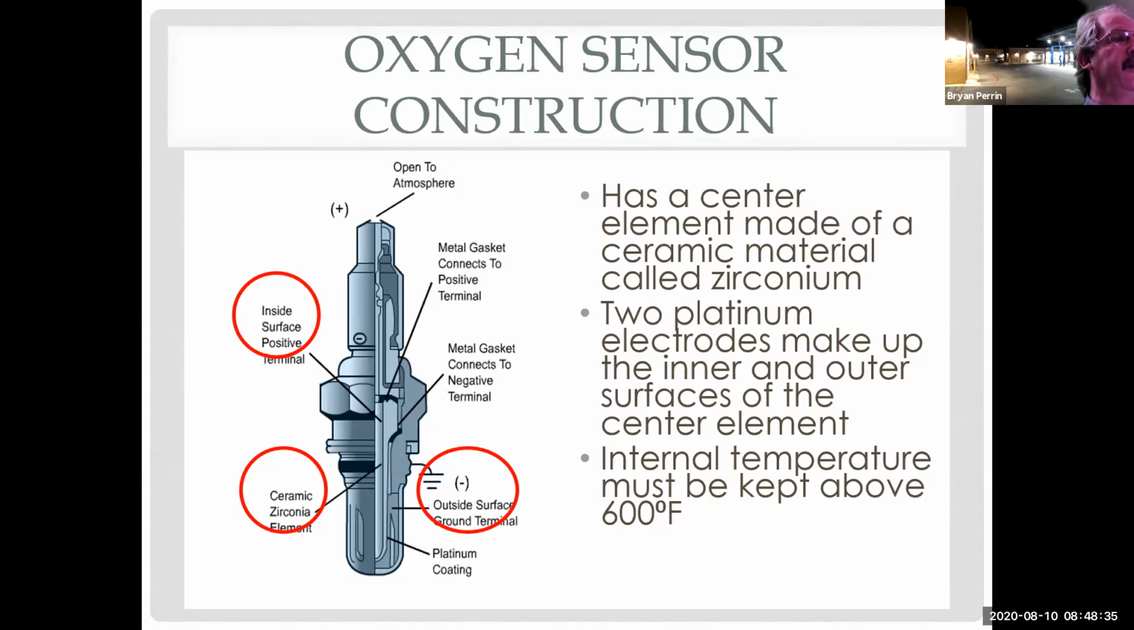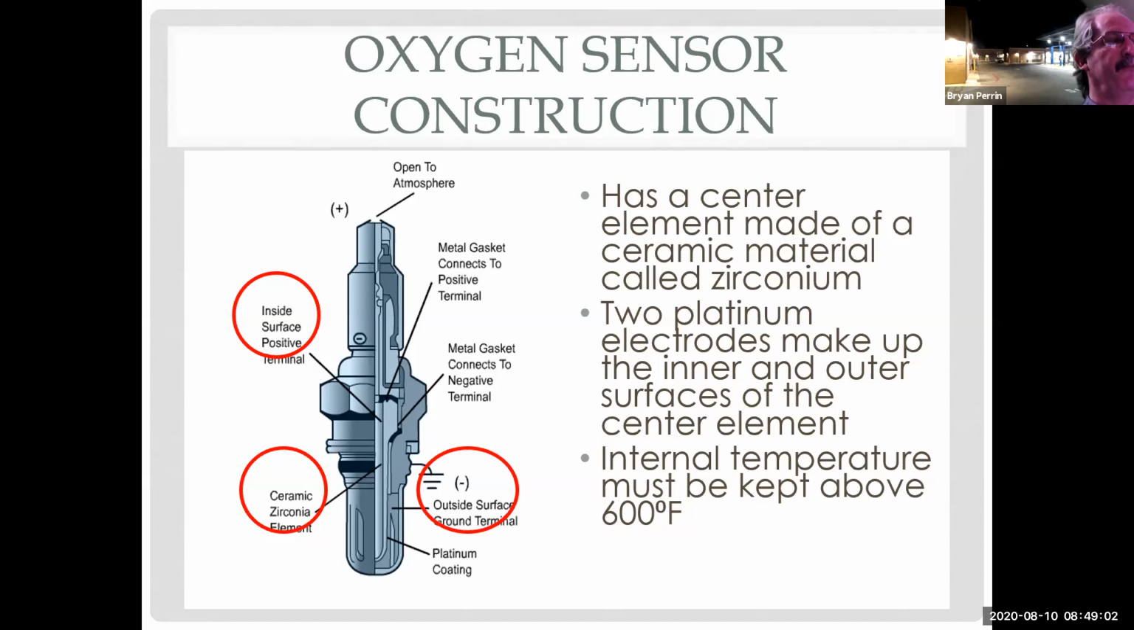So here we can see the center electrode made up of a ceramic material called zirconium. Two platinum electrodes make up the inner and outer surfaces of the center electrode. Must be kept above 600 degrees in order to work. Now, all zirconium sensors work the same way electrically. The biggest difference we have in them is how they sample the gas.